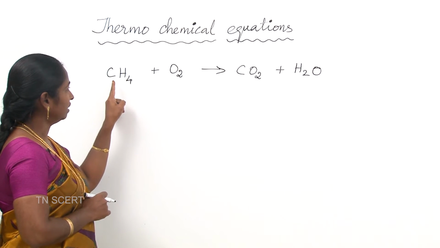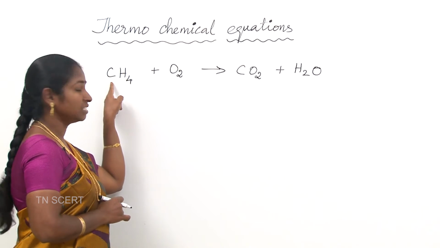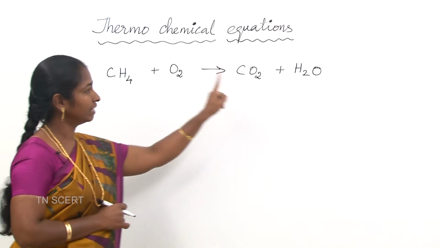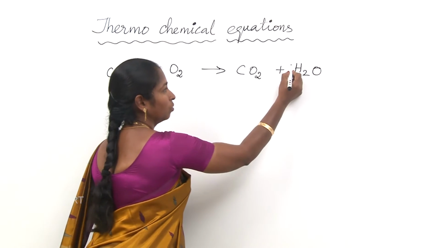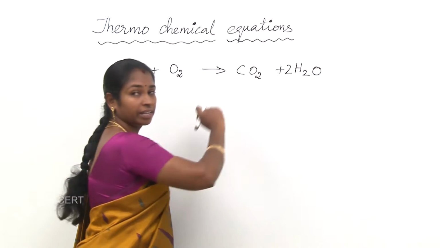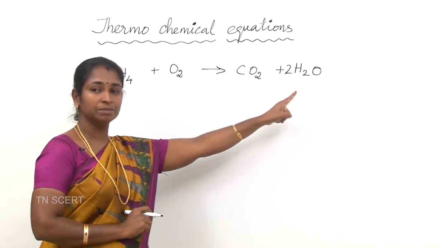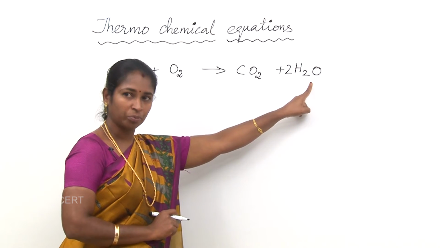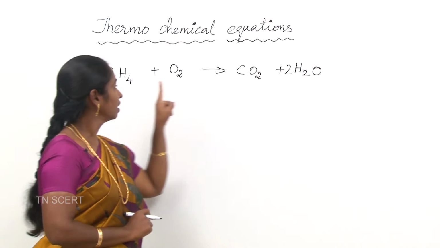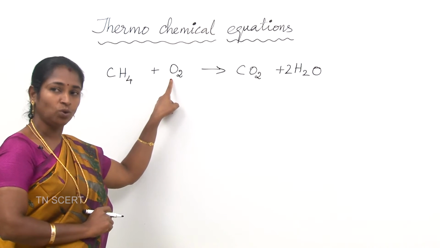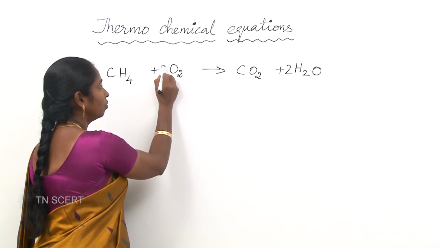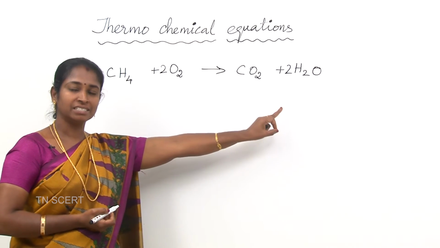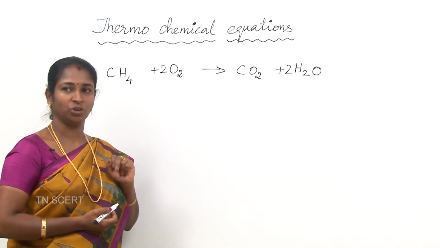Now, look at here, both sides of the equation contain only one carbon atom. 4 hydrogen atoms are on the left side, whereas here it is only 2. So, put 2 before this H2O, and the number of hydrogen atoms is balanced. Now, what about oxygen atoms? 2 plus 2 on the product side, that is 4 oxygen atoms. On the reactant side, only 2 oxygen atoms. So, put 2 before O2. Now, the equation is a balanced equation or stoichiometric equation.